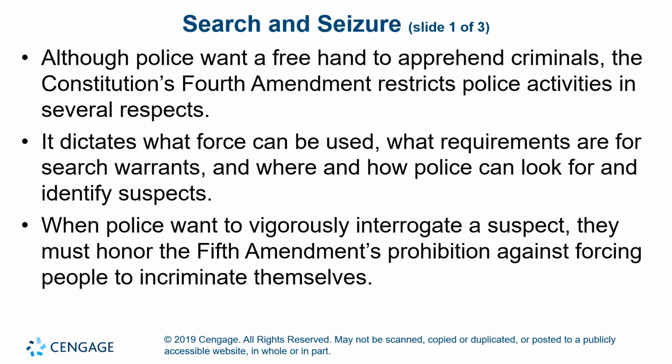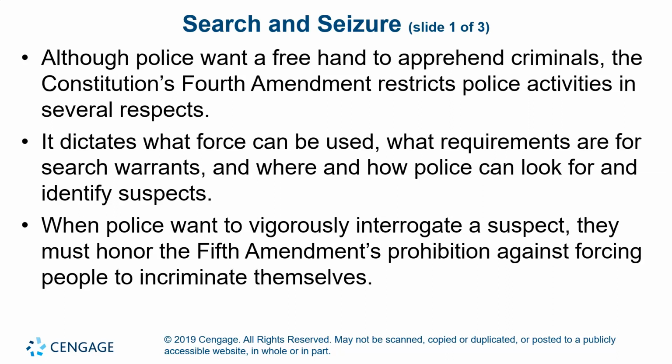So, although police want a free hand to apprehend criminals, the Constitution's Fourth Amendment restricts police activities in several different respects. It dictates what force can be used, what requirements are for search warrants, and where and how police can look for and even identify suspects. Now, when police want to interrogate a suspect, they have to remember and honor the Fifth Amendment's prohibition against forcing people to incriminate themselves. So again, a lot of considerations.